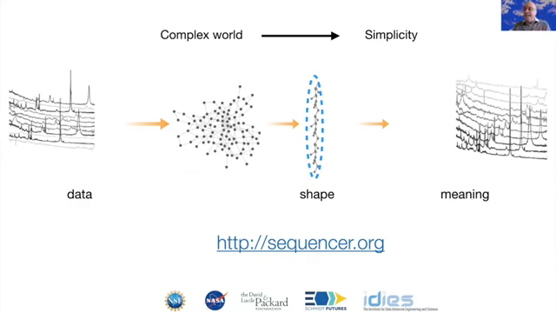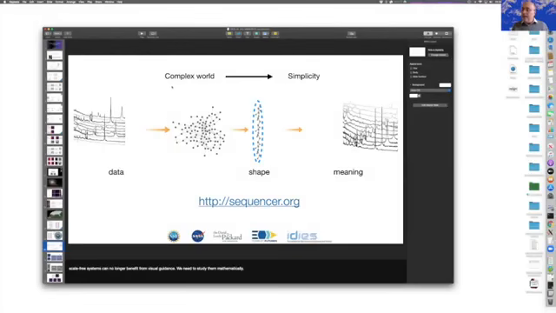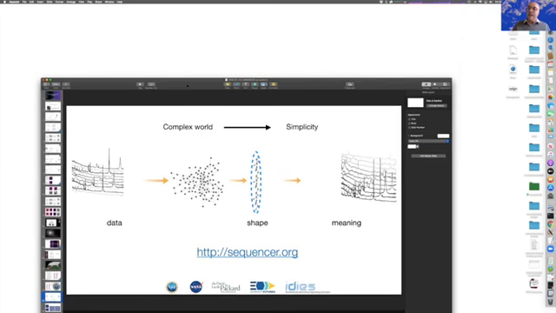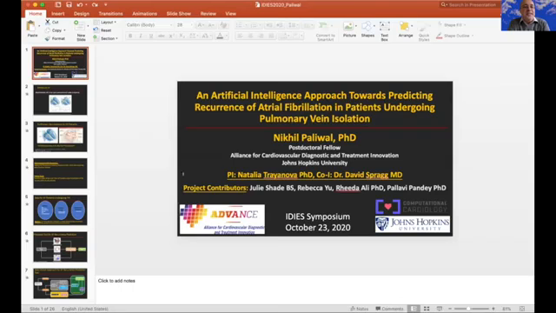And I think now we proceed to the next presentation. The next talk is a 15-minute one, the second Seed Award update we are hearing from today. It's by Dr. Neil Paliwal from Johns Hopkins. And so this project and the talk are entitled An Artificial Intelligence Approach Towards Predicting Recurrence of Atrial Fibrillation in Patients Undergoing Pulmonary Vein Isolation. So Nick, I hand it over to you. Let's hope the screen sharing will work. Excellent. So far, so good. Very good. And full screen, and off you go.